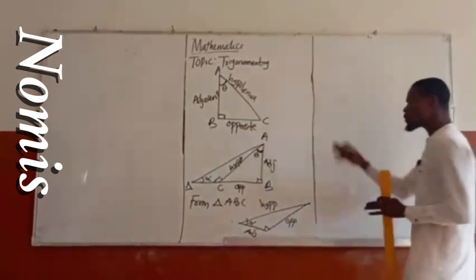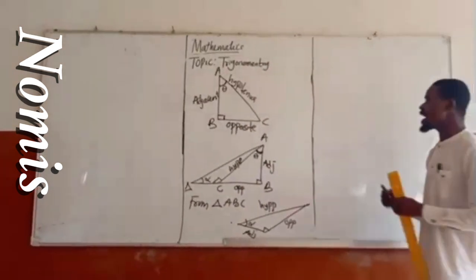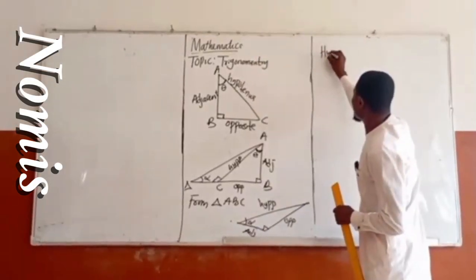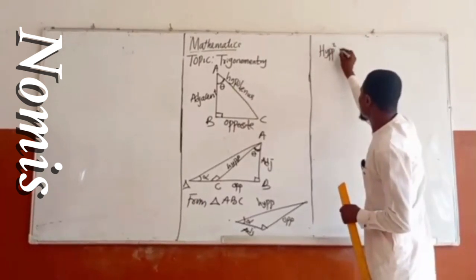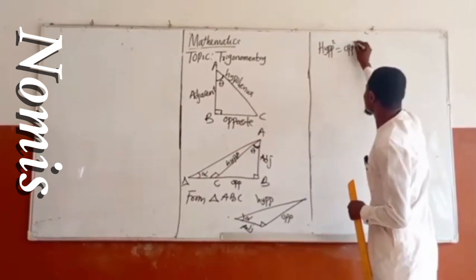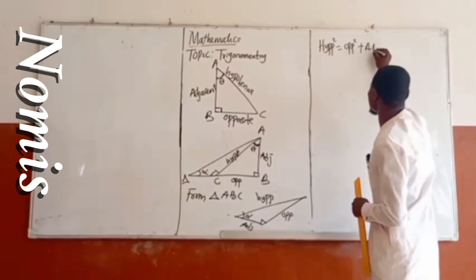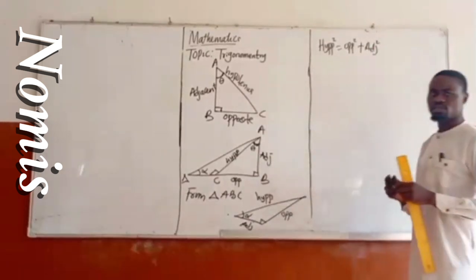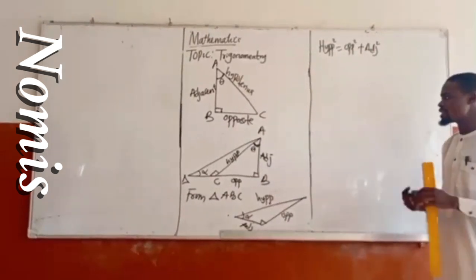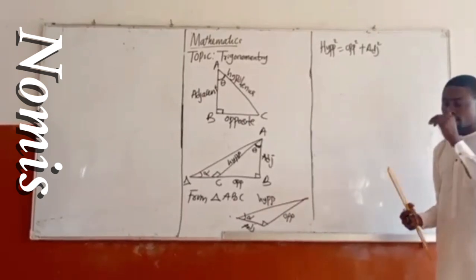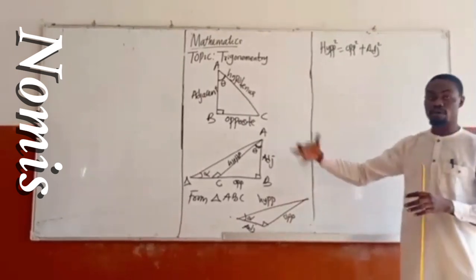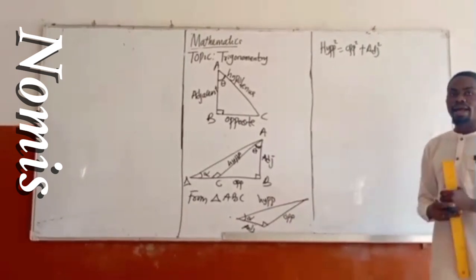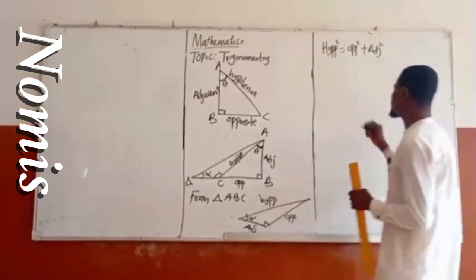But the Pythagoras theorem states that the hypotenuse square is equal to opposite square plus adjacent square. This is what Pythagoras is talking about. And what is the application of this Pythagoras theorem? It is to find any side of a right angle triangle. For example, example 1.